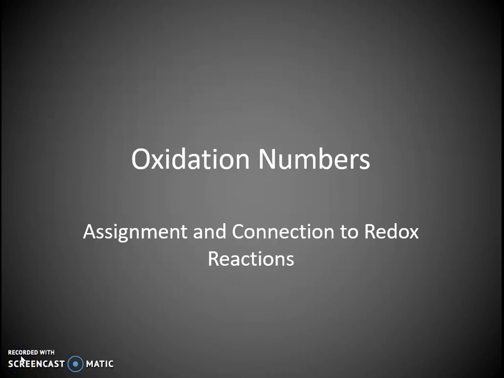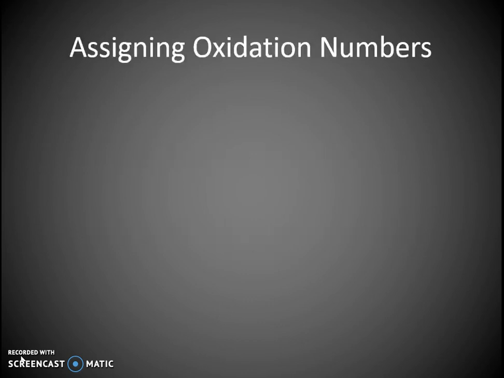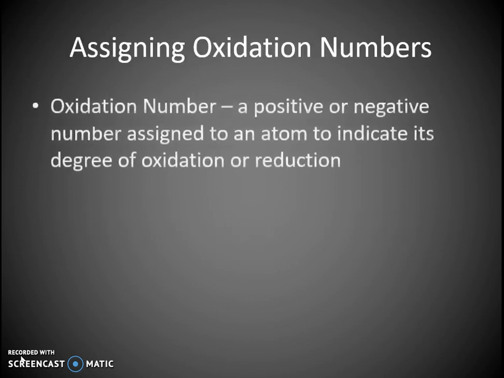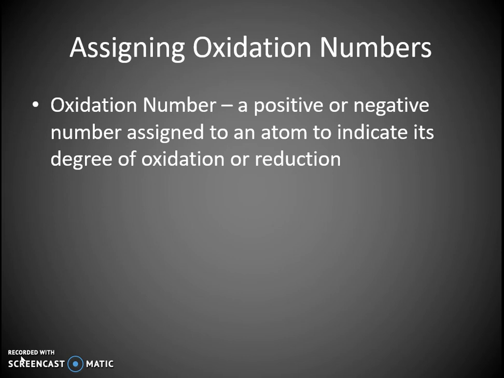In this video, we're going to take a look at oxidation numbers, the assignment of those numbers, and the connection to redox reactions. So the oxidation number is basically what the charge would be for an atom if it were in an ionic compound. To what degree, positive or negative, would the charge be of that atom if it was giving up the electrons?